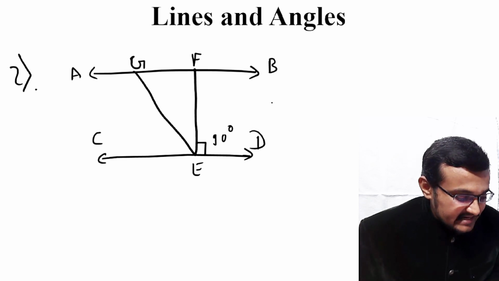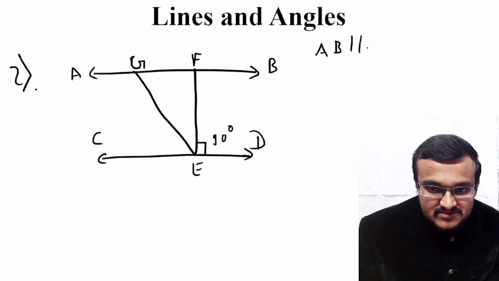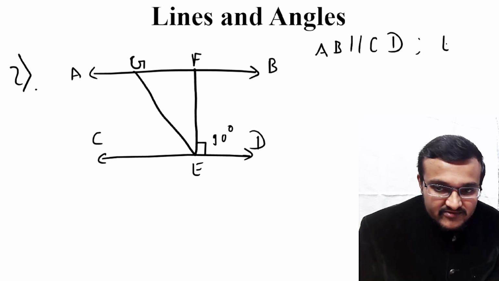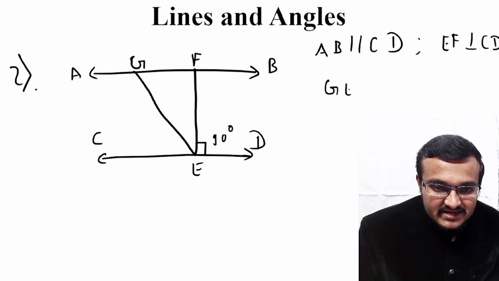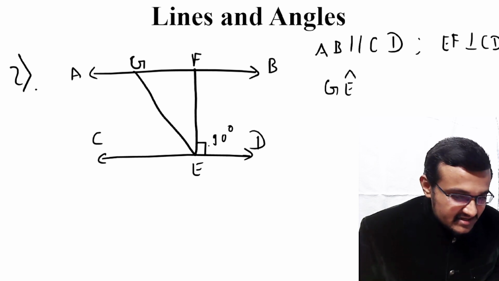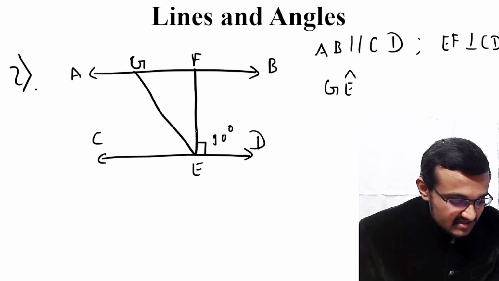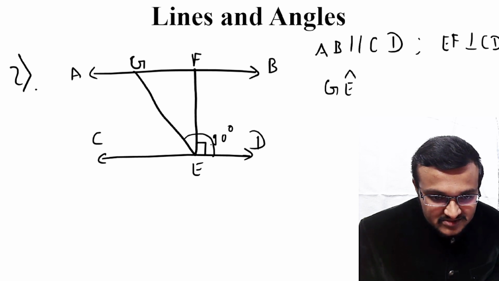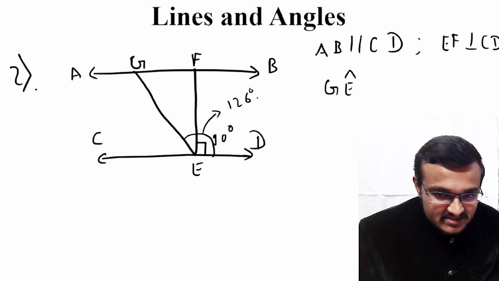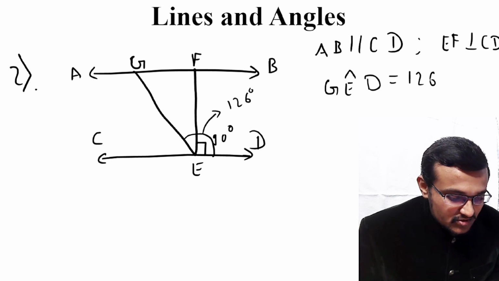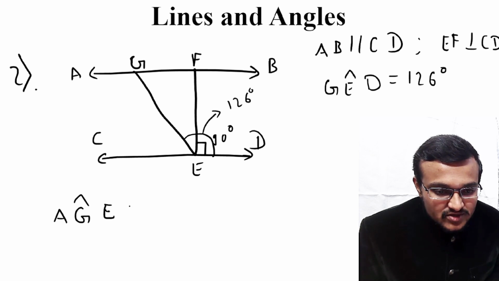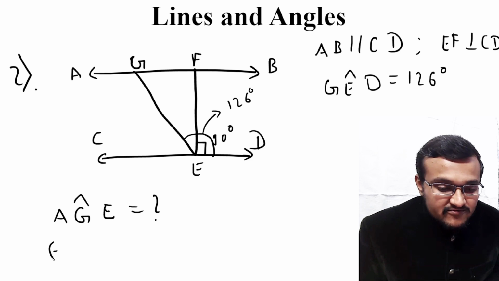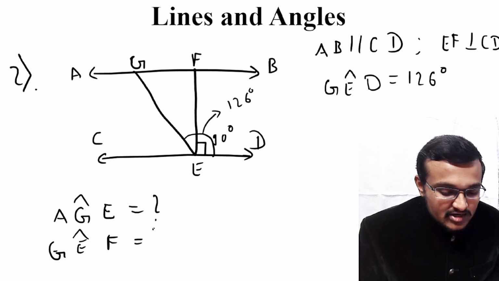Based on this particular data, they have given AB is parallel to CD, and they have given EF is perpendicular to CD, and they have given the GED angle. So GED is this particular total angle. This total angle is 126 degrees. So GED is equal to 126 degrees. Now you have to find out AGE, and you have to find out GEF, and also you have to find out FGE.